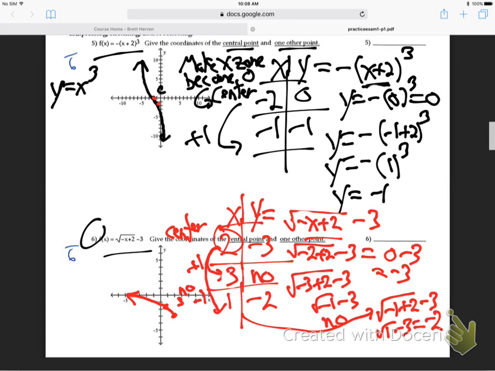Right? The square root function is the firework, right? It's like you set it on the ground and it shoots one way. It doesn't go the other. All right. So good. Questions on that one?